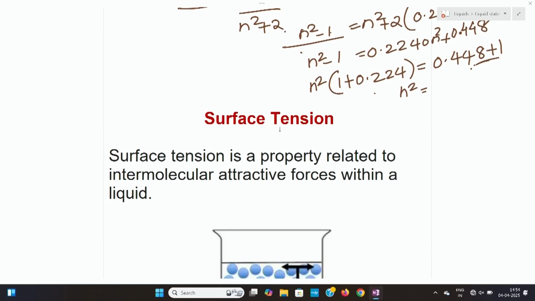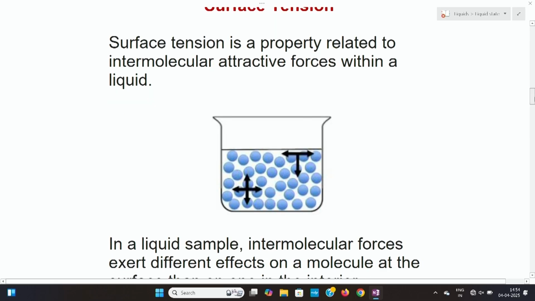Okay, now let us see another property of liquid, that is surface tension. As the name says, it is a property which is related to the intermolecular attractive forces at the surface of the liquid. We know that the molecules at the surface have less attractive forces compared to the molecules which are at the interior. Here the diagram is shown.